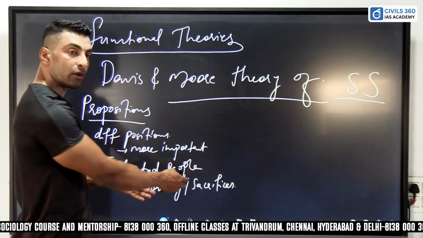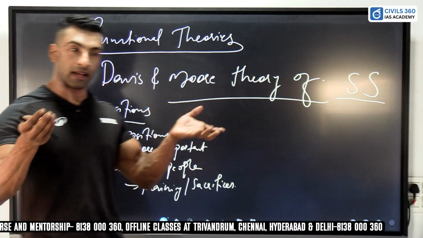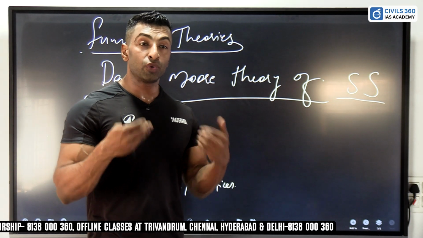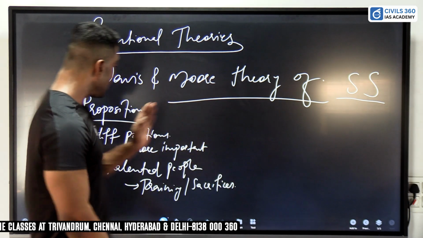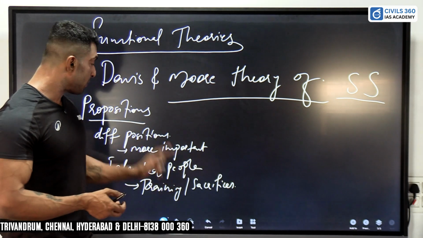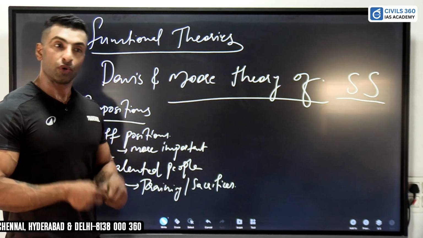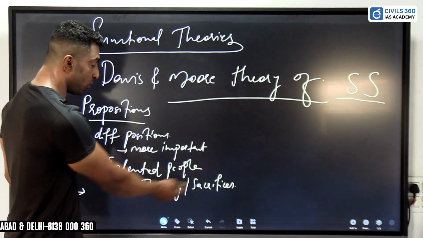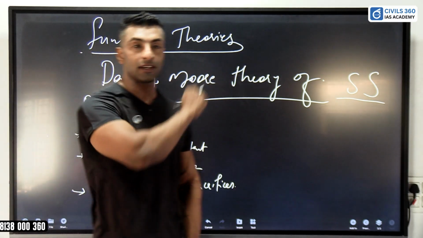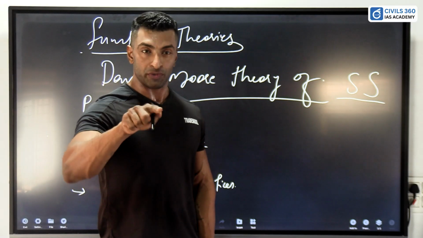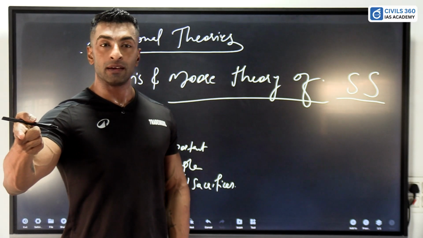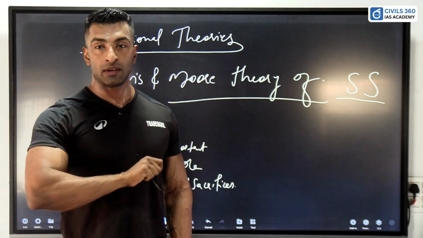Now to get these people who have undergone training, sacrifices and acquired the talent, you need to give some high rewards. So how to attract these people to those positions? You need to give rewards. Otherwise, they would say, yes, I have the talent, but I am not attracted to that. I can do some easier job. So if you need to attract the talented people, you need to give high rewards.